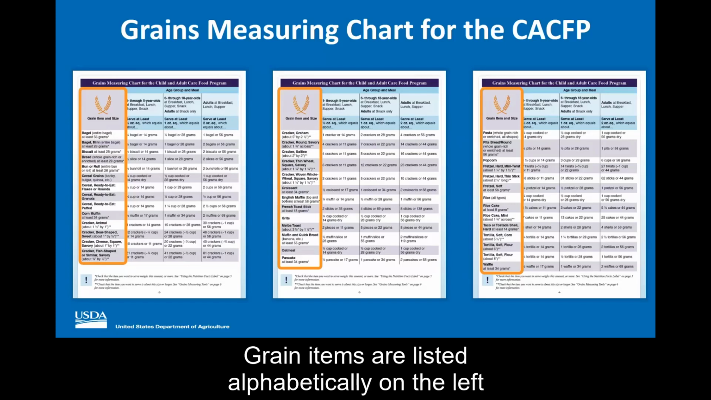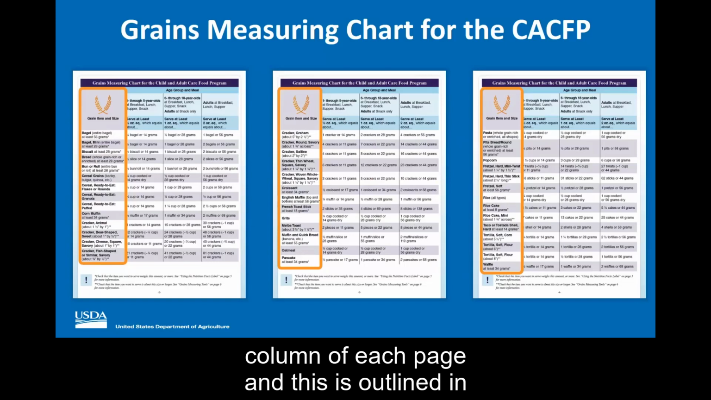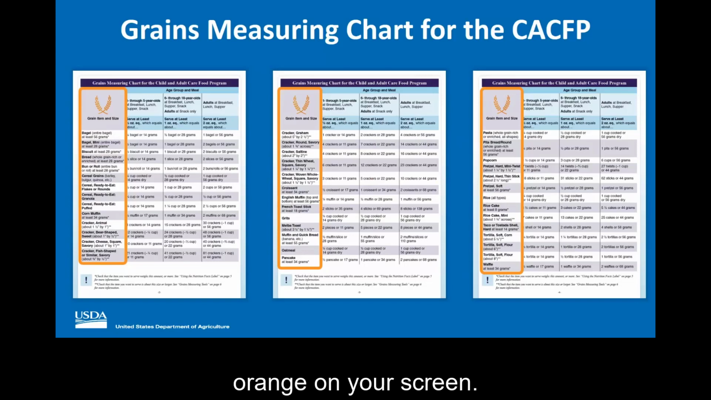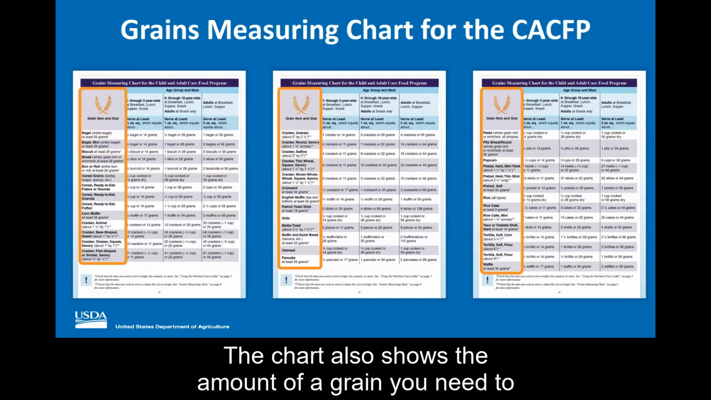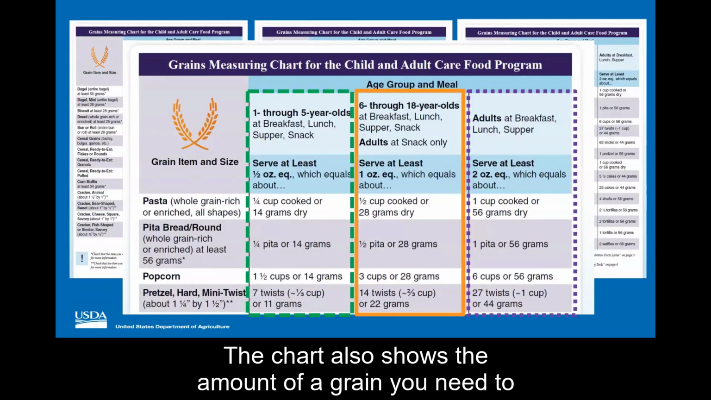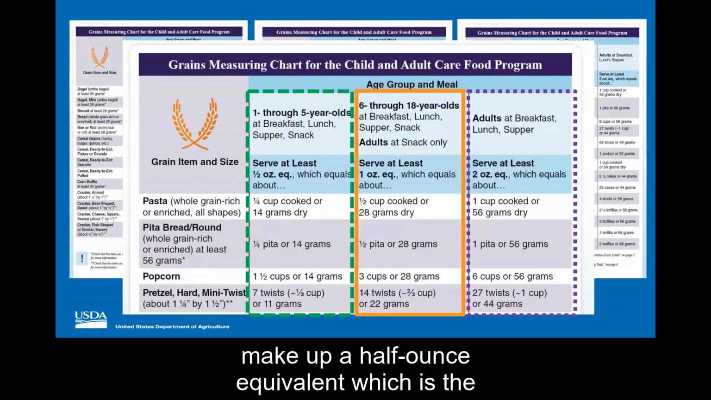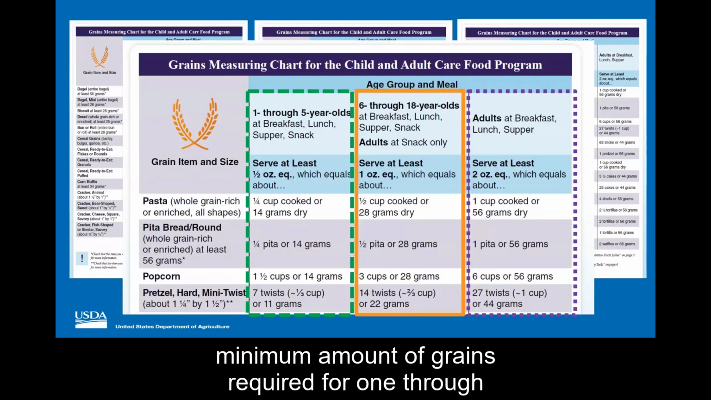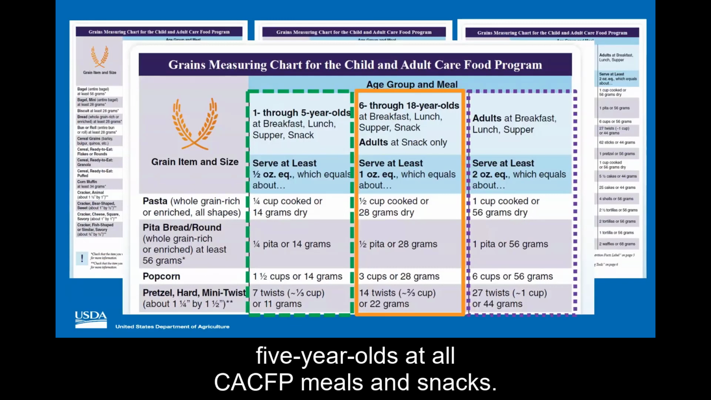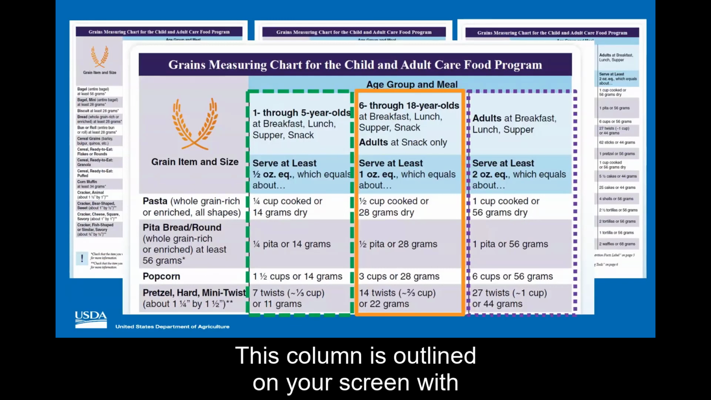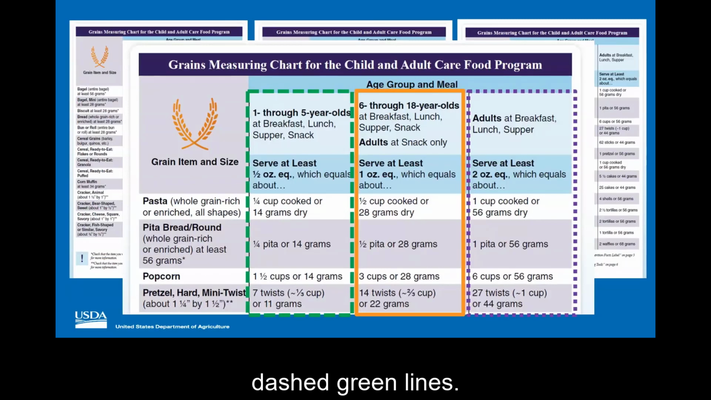Grain items are listed alphabetically on the left column of each page, and this is outlined in orange on your screen. The chart also shows the amount of a grain you need to make up a ½ ounce equivalent, which is the minimum amount of grains required for 1 through 5-year-olds at all CACFP meals and snacks. This column is outlined on your screen with dashed green lines.